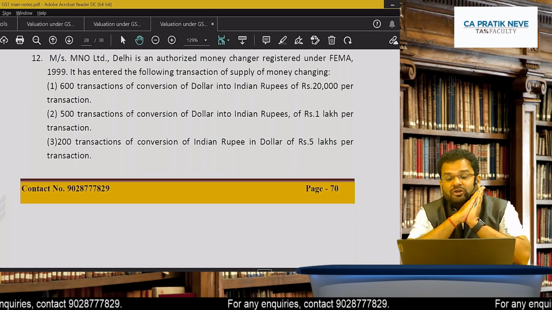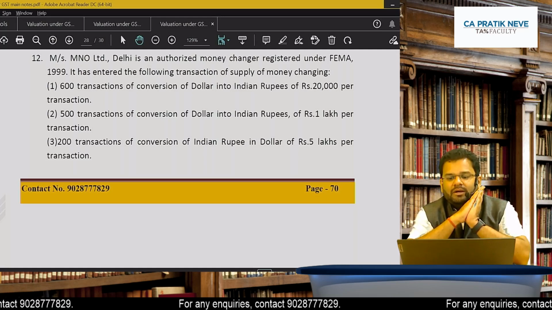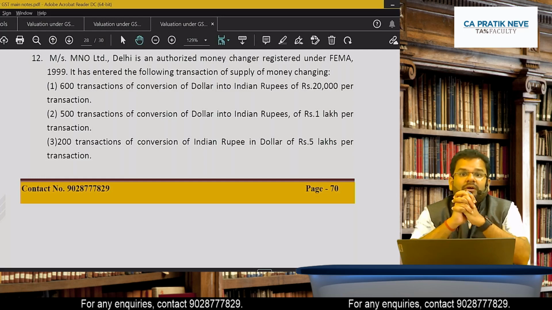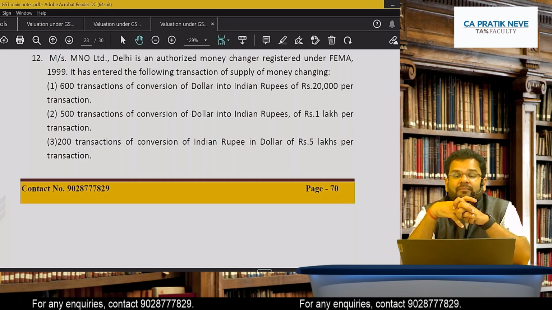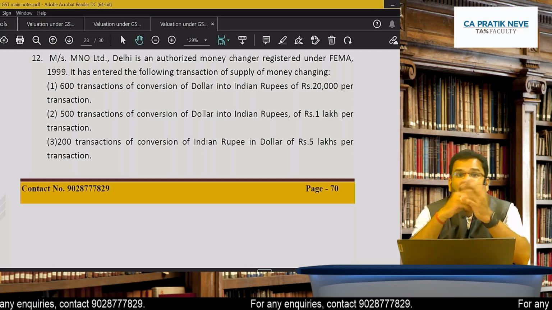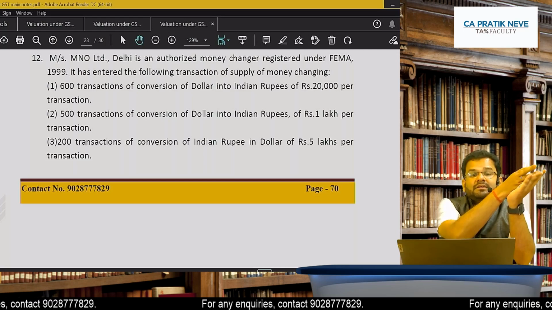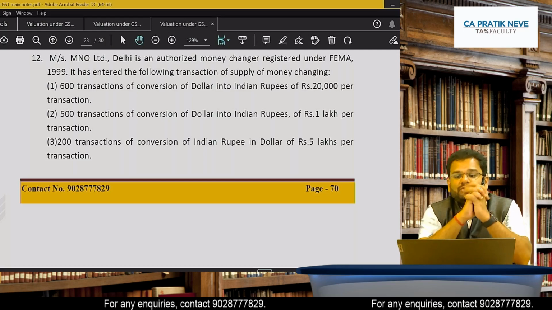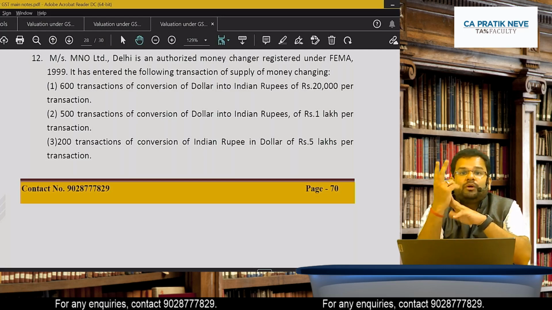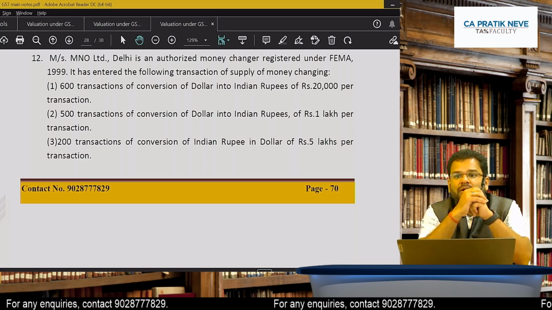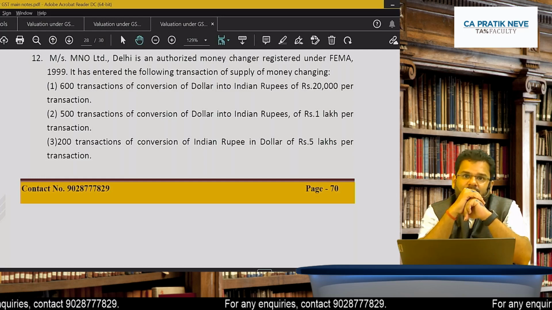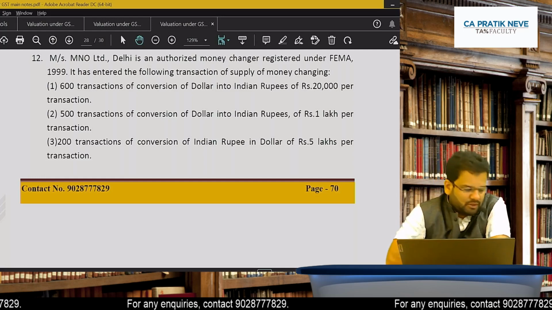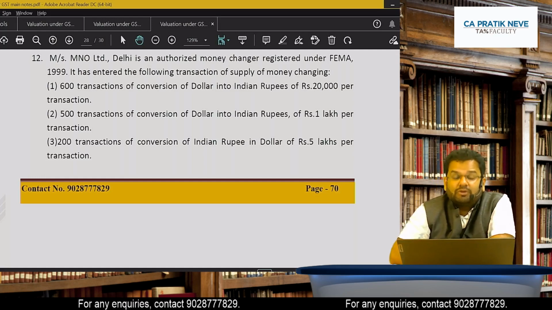600 transactions of conversion of dollars in rupees, of 20,000 per transaction. How will you do this valuation? 20,000 rupees per transaction means it is below 1 lakh, so you have to do 1%. Check what is 1% of 20,000. It is 200 rupees. But you cannot take 200, because 250 or 200, whichever is higher. So the government says the minimum valuation here should be 250, because it is higher.